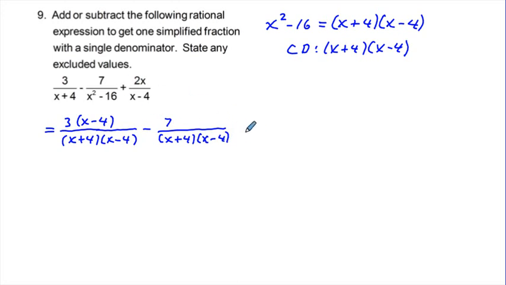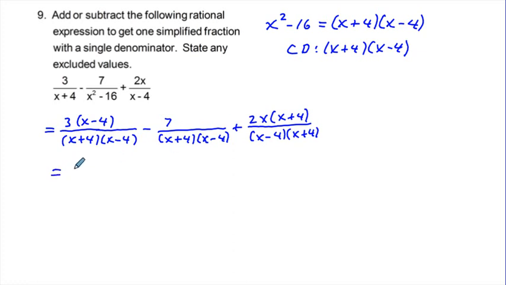And then the last fraction we have is plus 2x over x minus 4. And what do we have to multiply this x minus 4 by? X plus 4. And likewise, I multiply the numerator by quantity x plus 4. And so now we have these three fractions written with the same denominator.